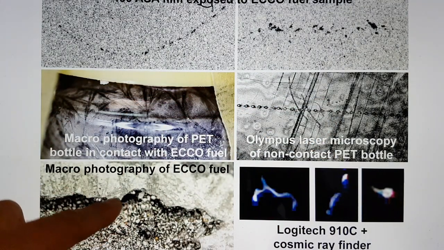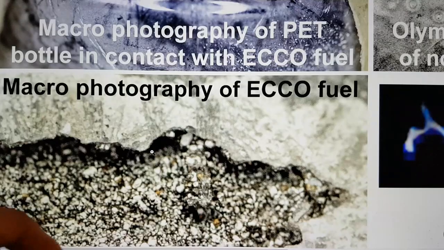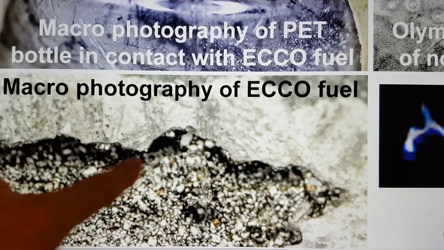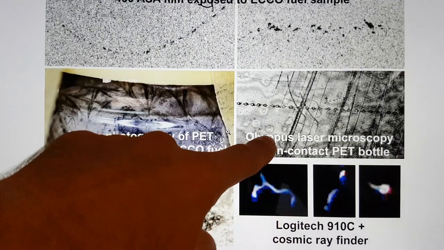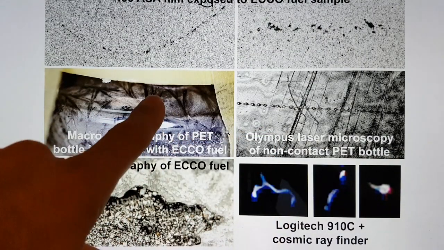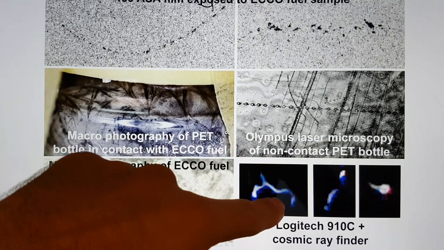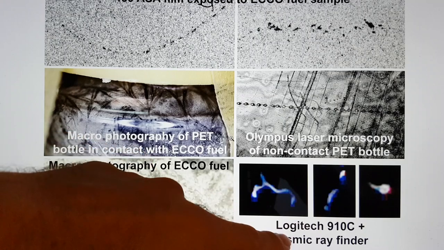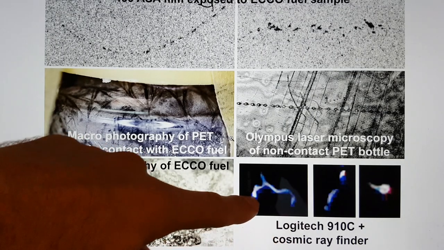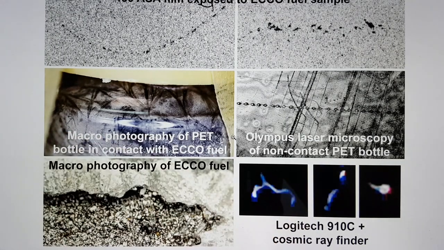This is the actual fuel itself, and if we zoom into that, you can see that there's tracks coming off these so-called spheres. And here, this was outside of this polymer. So the polymer, air gap, polymer, and then some masking electrical tape in front of a Logitech 910C. And these are tracks that are captured on the CCD.